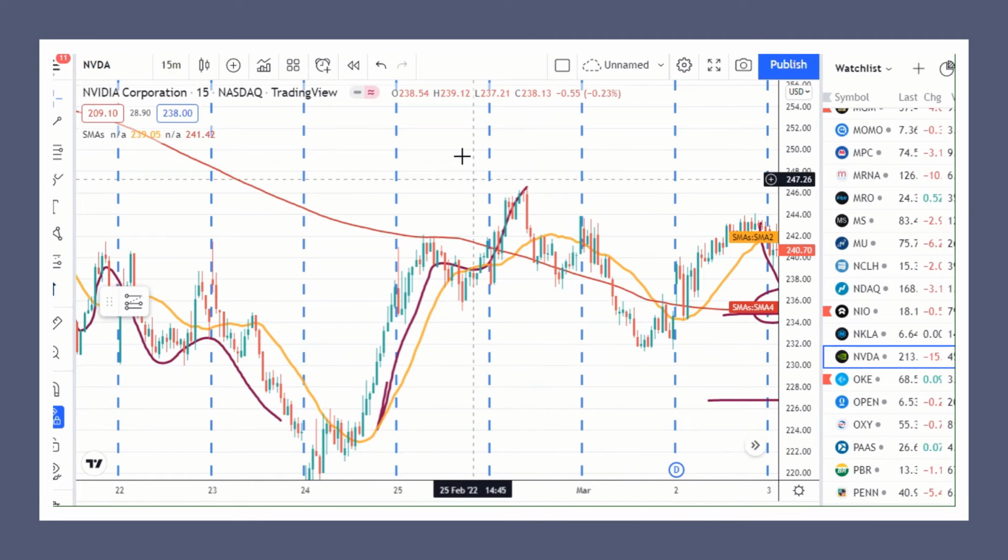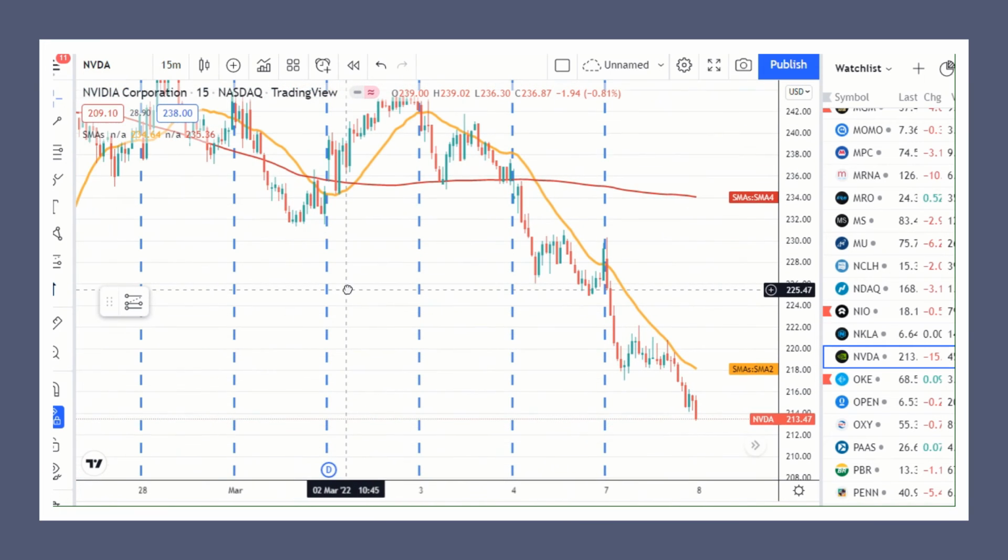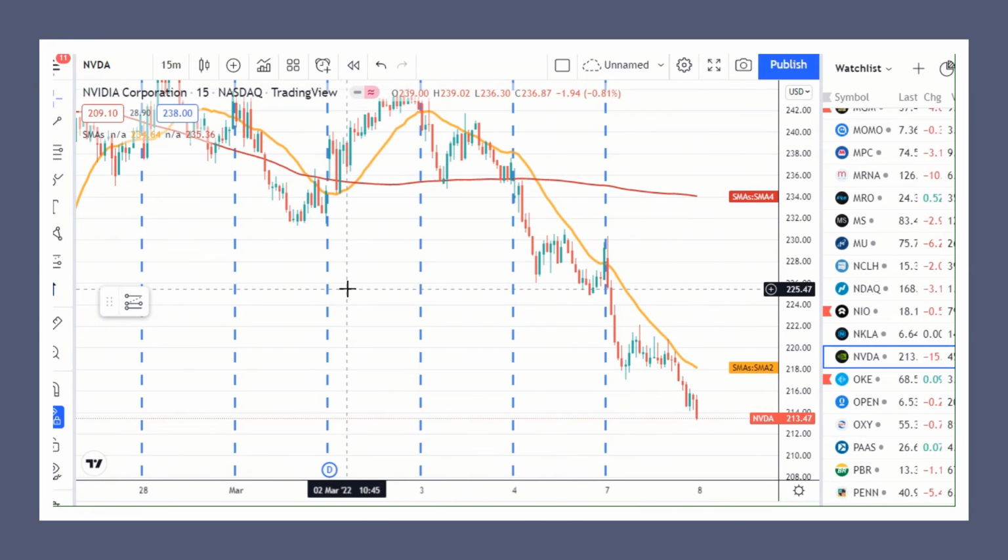Okay, let's see if we can look at a different chart. Let's look at Nokia.